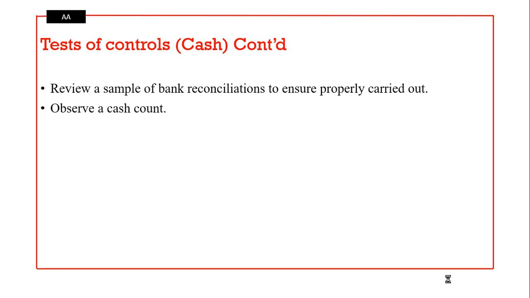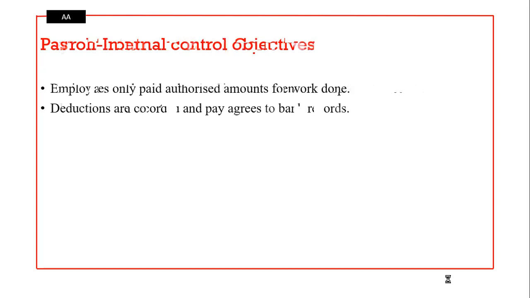Review a sample bank reconciliation to ensure that this is being carried out properly. There must be 2 signatures on a bank reconciliation. The person who does the bank reconciliation must be reviewed by another person. Observe a cash count. Okay, this is very important. Sometimes you want to observe how much cash is actually there. So a cash count must be observed.